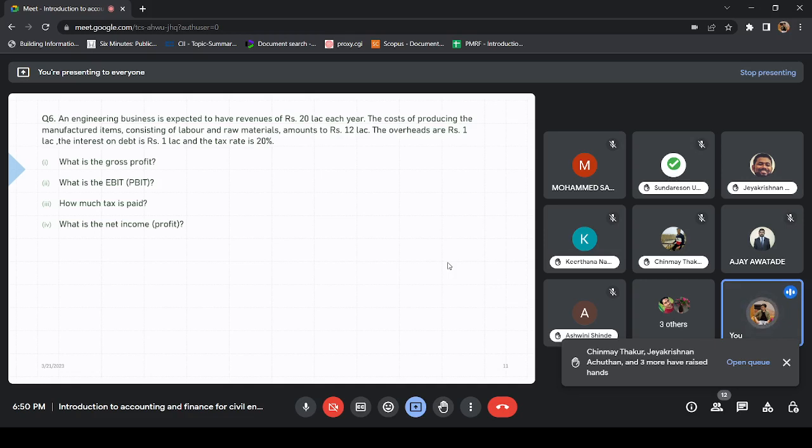In the previous example, we made a balance sheet. Now we are going to prepare a profit and loss account, or income statement. Overhead is also a cost. Interest on debt is also a cost.